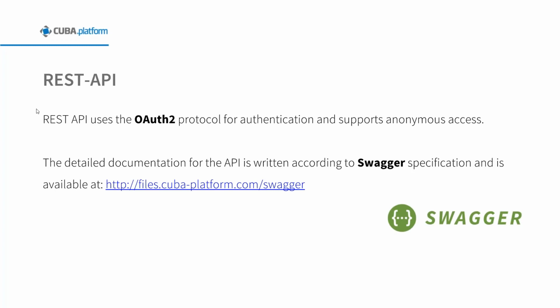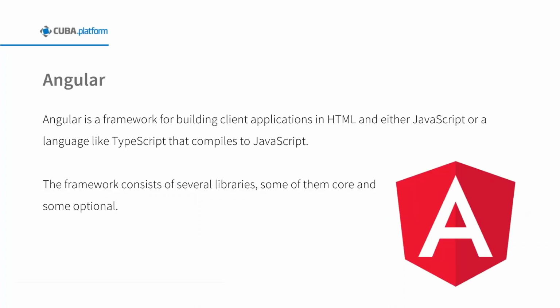REST API uses the OAuth2 protocol for authentication and supports anonymous access. The detailed documentation for the REST API is written according to Swagger specification and is available at files.cuboplatform.com/swagger. As a front-end technology, I will use Angular, actually Angular 4.